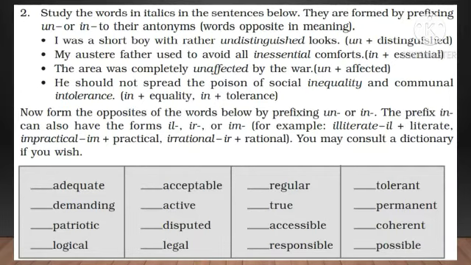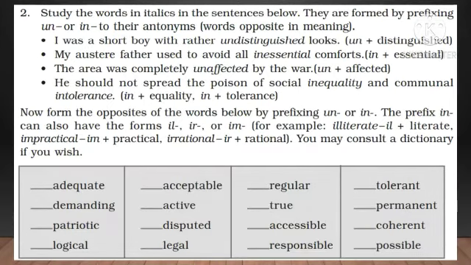The first four I shall do for you, and the rest of them you will have to do. We have 16 of them; four shall be done by me, then the next 12 you will have to do by yourself. First we have adequate. We have to use either un or in. In also can include il or ir or im.